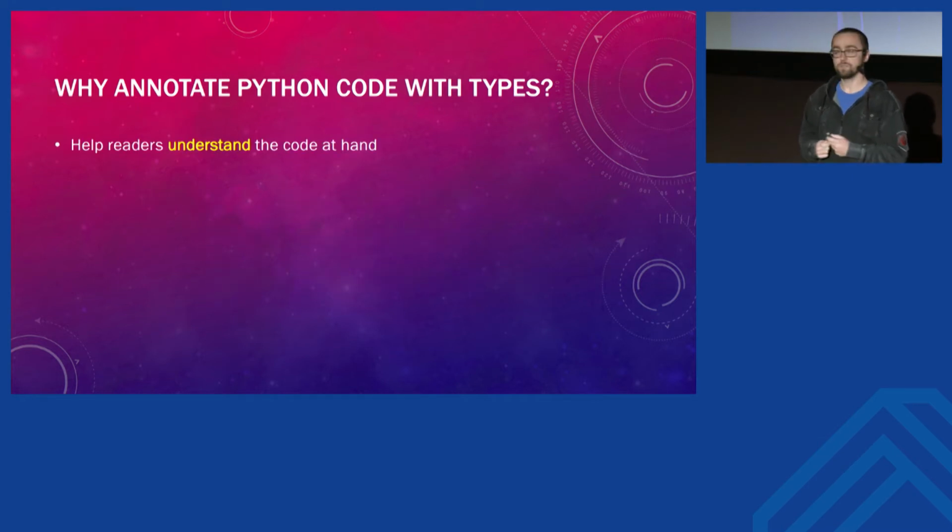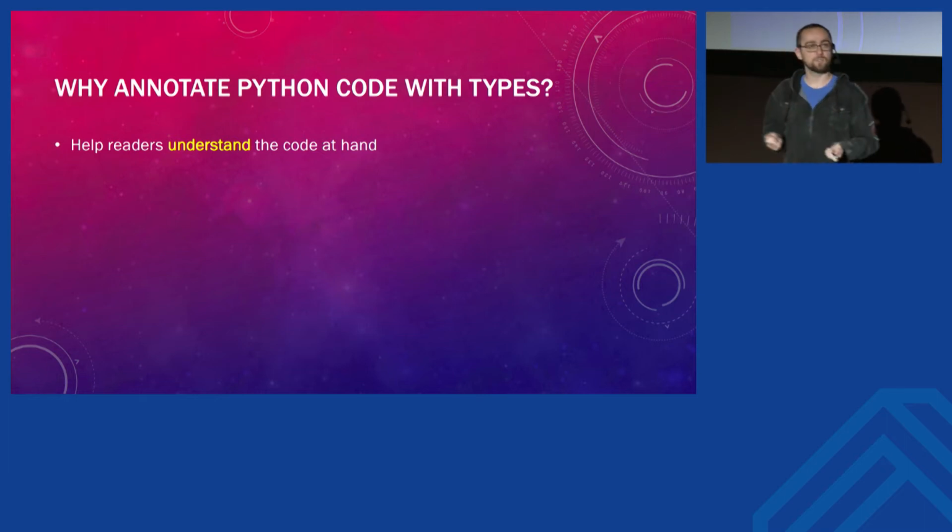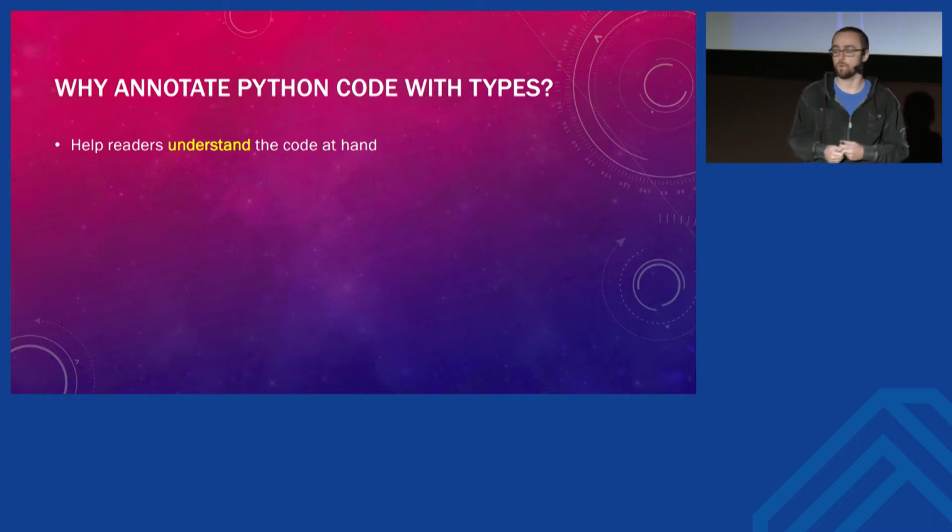So here we are at the most important reason why we want type annotations. We want to understand what the hell is going on. All of the other reasons are secondary. This is the most important issue. We want humans to be able to understand what the author meant. And that author might have been you six months ago, right?